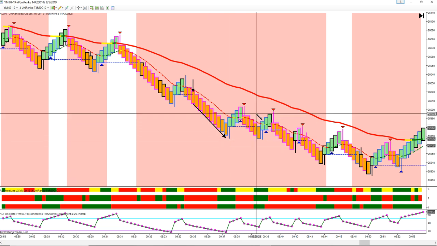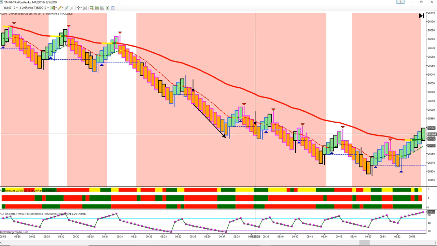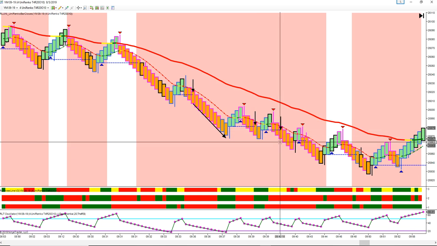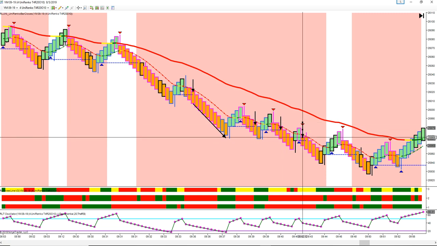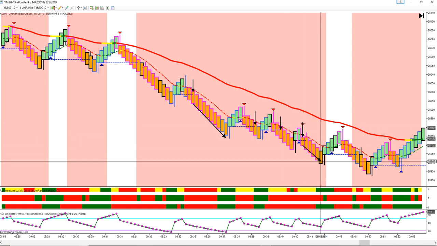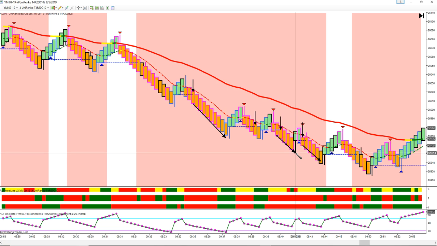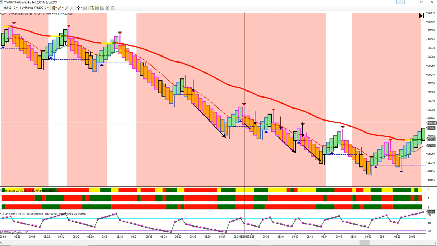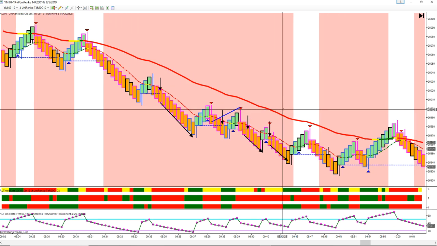Now, this is a loser. The first loser we found is a pivot break with the alignment of all three parameters, but it doesn't go anywhere. Here, this pivot break is a winner. This pivot break is a winner. So we got three winners, but we do pull in one loser here.